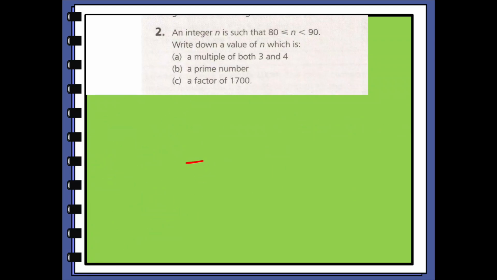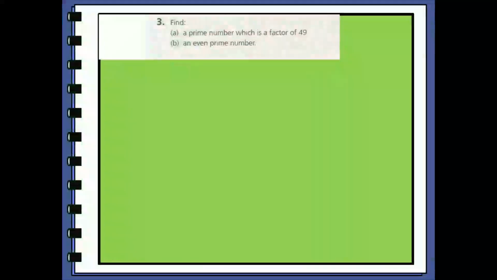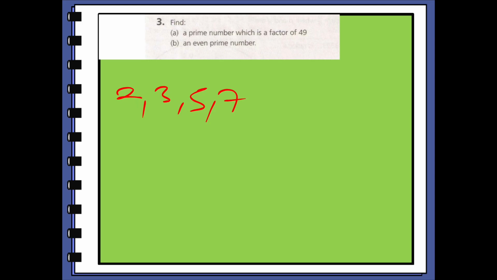Okay, then let's turn to our number 3. Find a prime number which is a factor of 49. Prime numbers, we know that among them we've got 2, 3, 5, 7. Now a prime number which is a factor, I think we all know that 7 times 7 gives us 49. So 7 is a factor.